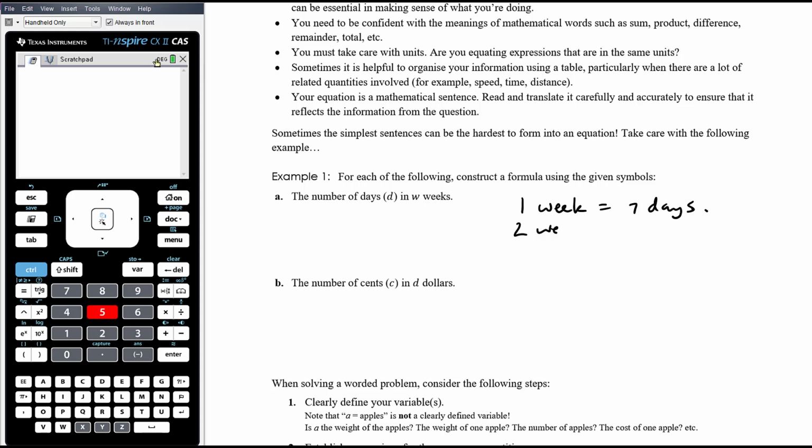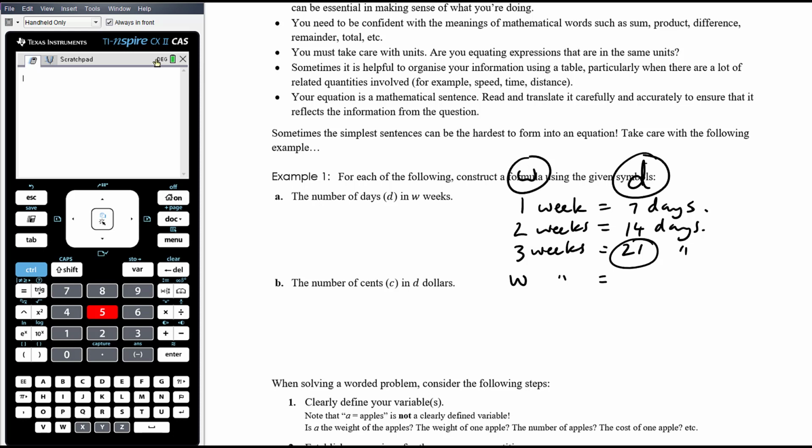In 2 weeks, there's 14 days. In 3 weeks, there's 21 days. In W weeks, there's not 7 days. So if we have W weeks, the number of days is equal to 7 times the number of weeks. The number of days, which is D, we're multiplying by 7. D is equal to 7W. The number of days is equal to 7 times the number of weeks.